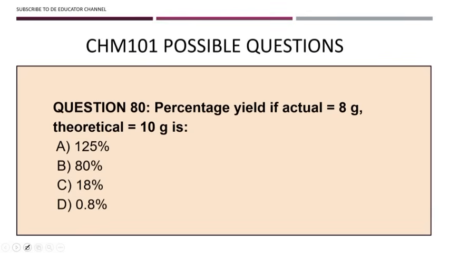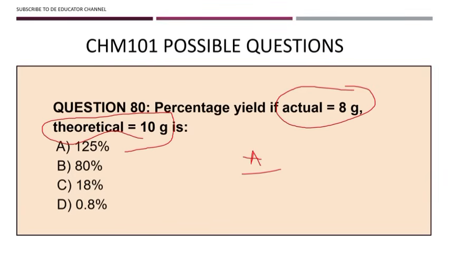Percentage yield if actual is 8 and theoretical is 10. So a particular gram, the actual gram is 8, right? But now in the theory, in the written form, they wrote 10. What is the percentage yield? How to get percentage yield? The formula for percentage yield is the actual divided by theoretical times 100. That is it. So actual divided by theoretical, if you do this very well, you get 80%. If your percentage yield is more than 100, please, your calculation is wrong because the percentage yield is always less than 100.